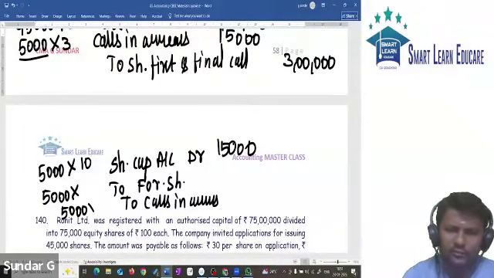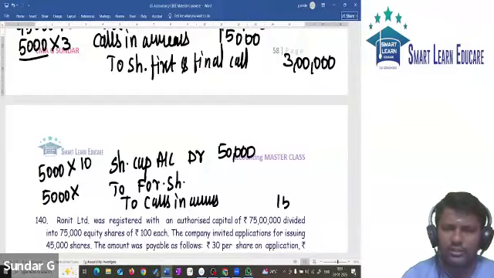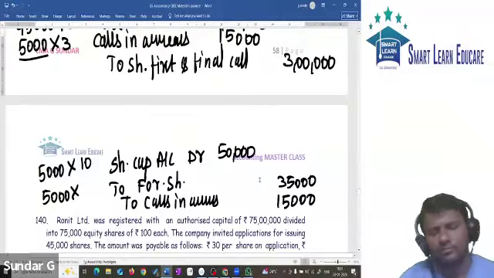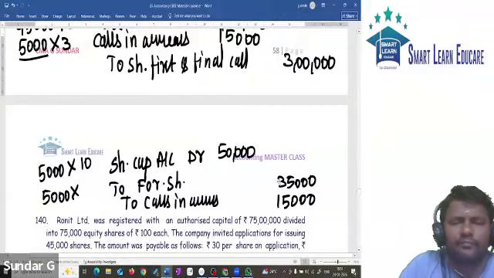Here also calls in arrear we know. What is the amount of calls in arrear? 5,000 into 10, 50,000. And calls in arrear it is 15,000. Forfeited share it is 35,000. So that's all about this particular question.